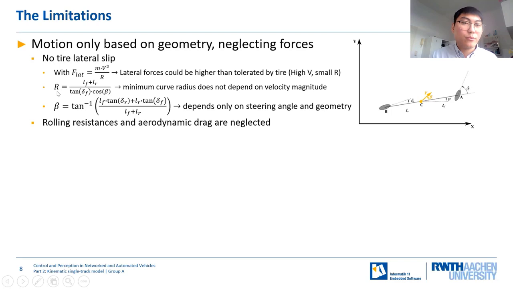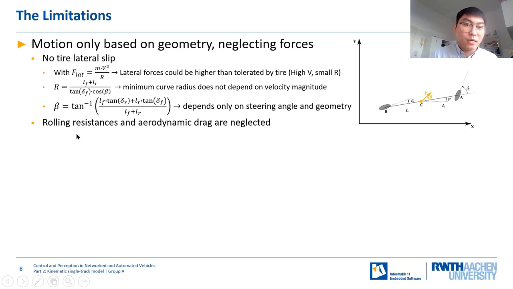But in our bicycle model, we assume that R is equal to (LF plus LR) over tangent delta F multiplied by cosine beta. And this term, the minimum curve radius, does not depend on the velocity. And this is also the same for the slip angle beta. It also only depends on the steering angle and the geometry. We cannot take into account the tire lateral slip.